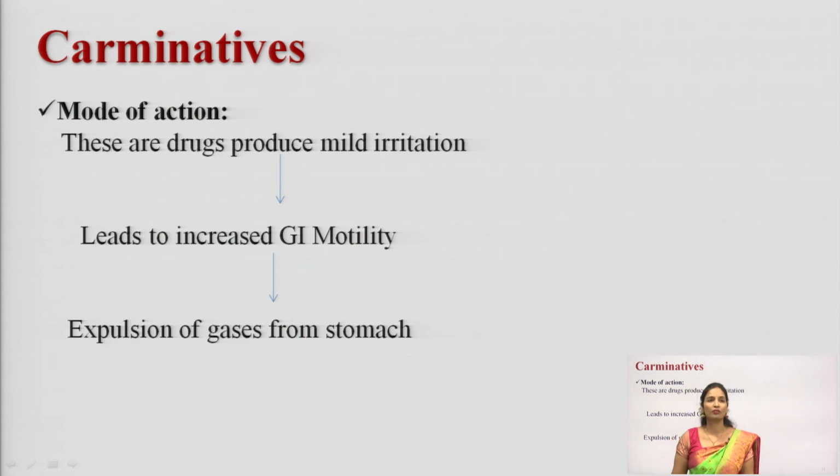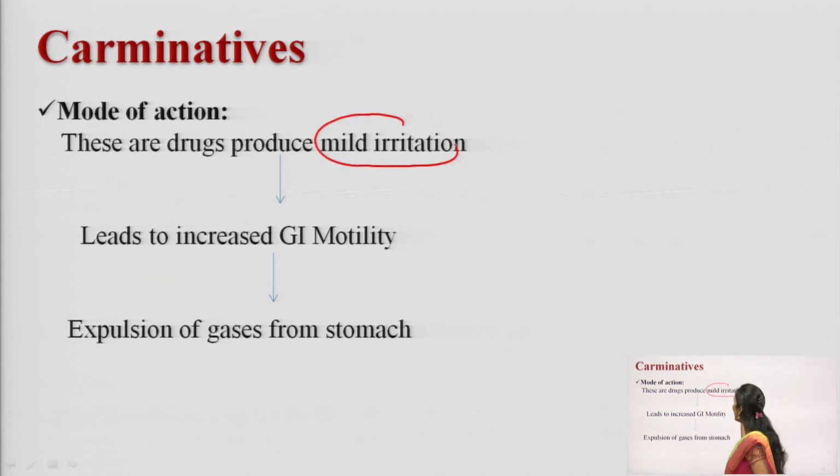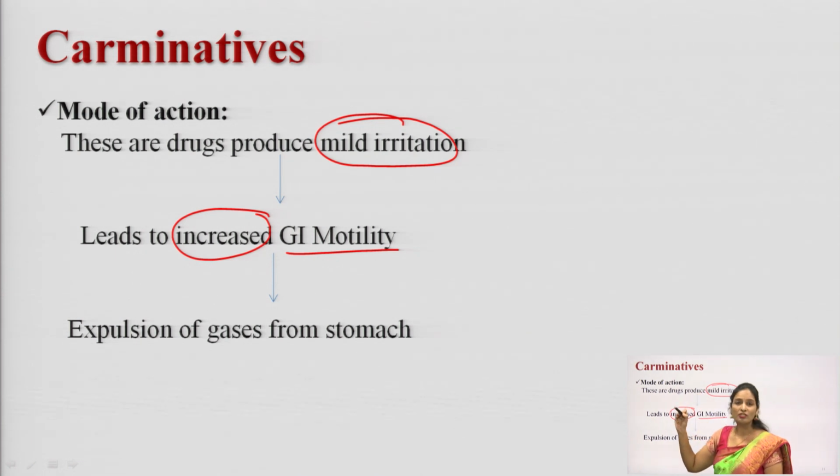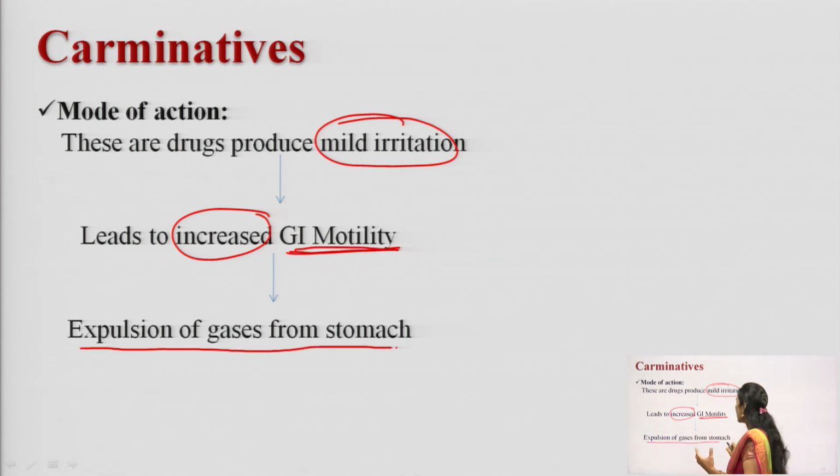Next one, mode of action. What is the mode of action of carminatives? These drugs show their action by mild irritation. This mild irritation increases the GI motility. Remember this point: carminatives show their action by mild irritation, which leads to increased GI motility. By increasing GI motility, gases are expelled from the stomach. Finally, it shows its carminative action.